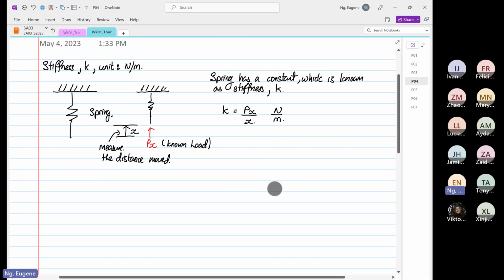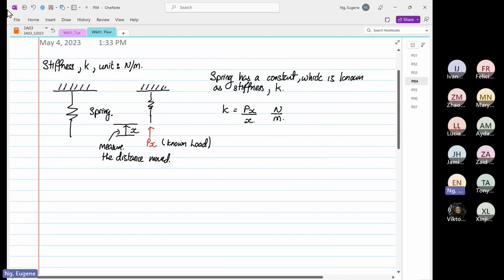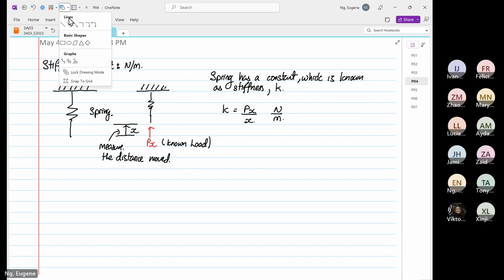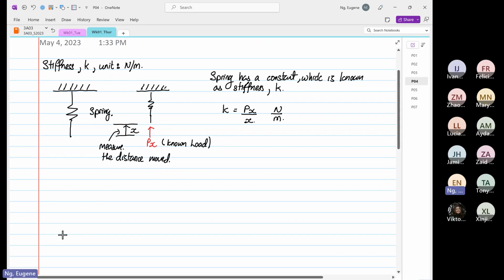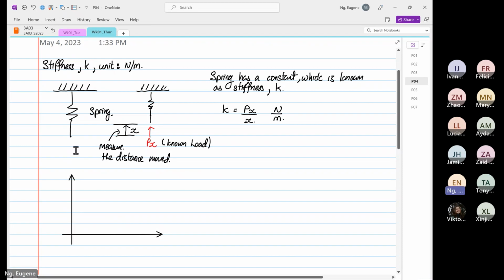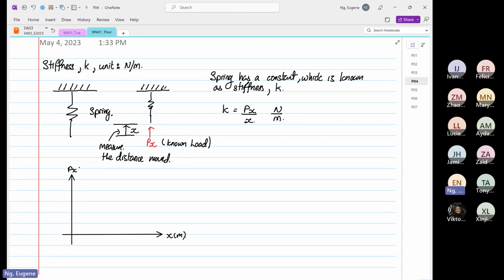Then you plot this graph. Probably all of you have seen this before. So we have our x-axis, and then we have our y-axis. The x-axis is your x distance moved in meters, and then over here is your load Px in Newton.